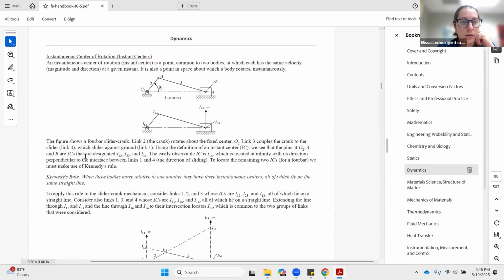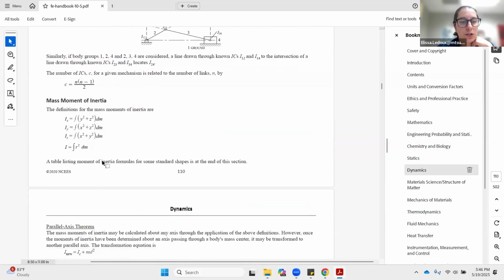Okay, so instant center of rotation. This is a point where each one has the same velocity at a given instant. This is sometimes covered in dynamics classes, but it's not that common, but it is good stuff to know, so it's here if you need it.